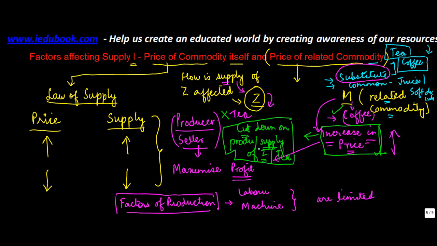Right? Just to summarize, any increase in the price of the commodity results in an increase in the supply. Any decrease results in a decrease in the supply, other factors remaining the same. If the price of the related commodity increases, the producer would want to produce more of this and therefore reduce the production and consequently the supply of the commodity itself.